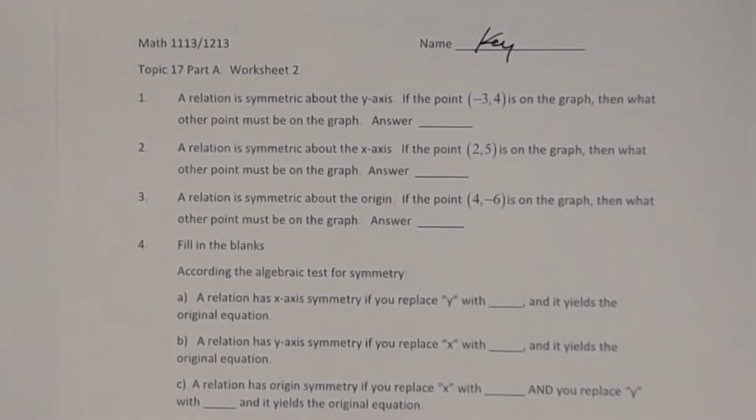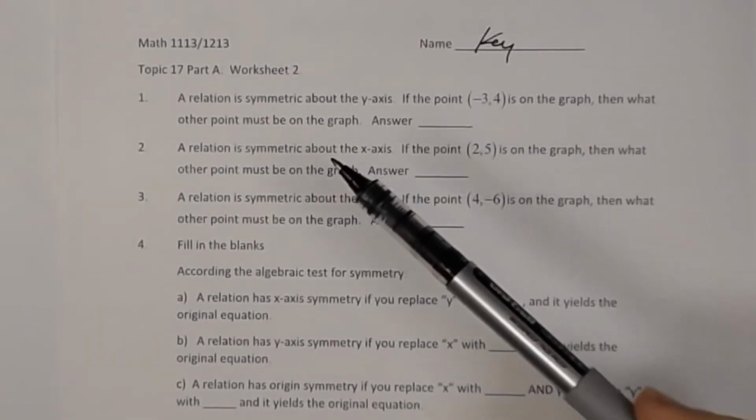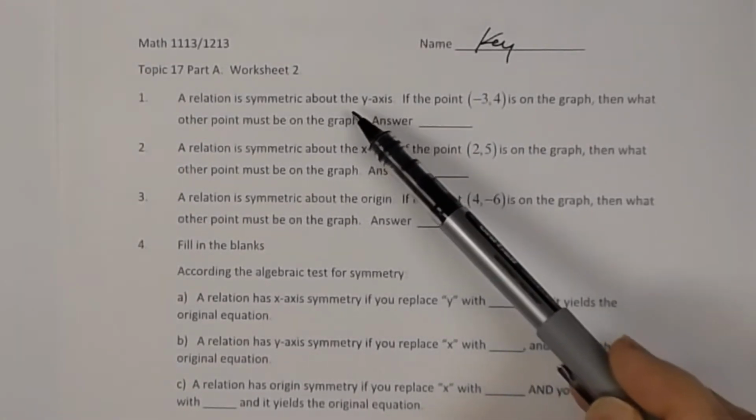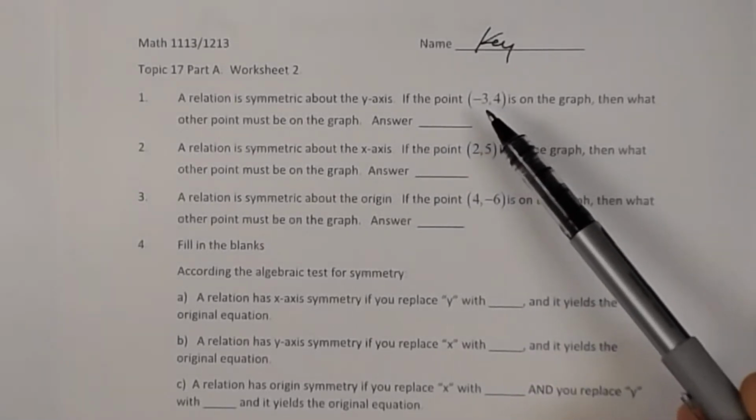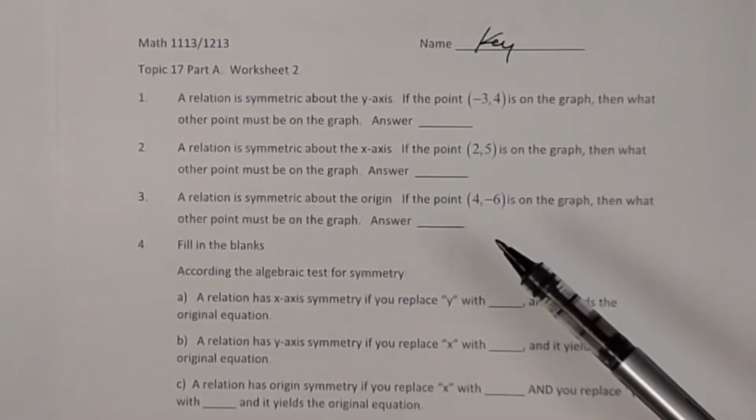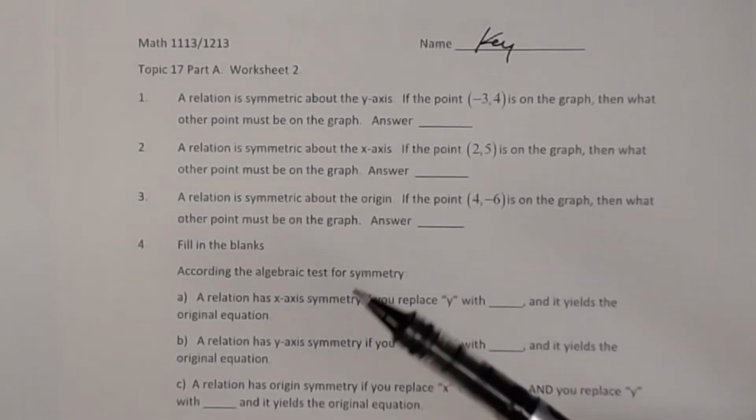This is a key to topic 17, part A, worksheet 2. And in number 1, it says a relation is symmetric about the y-axis, and if a point (-3, 4) is on the graph, then what other point must be on the graph?